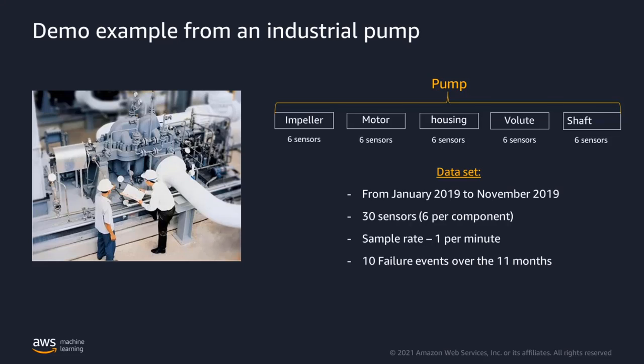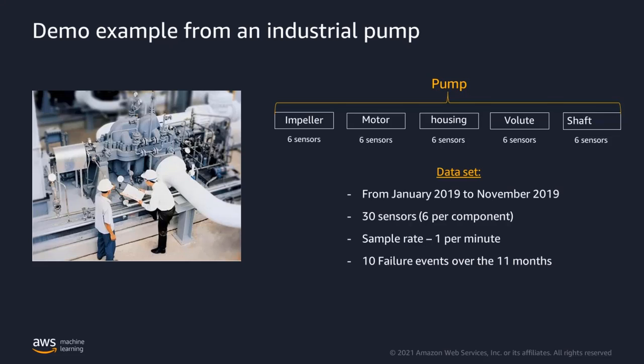This data set spans from January to November of 2019, and it has 30 sensors on it. The sensors all take readings at a sample of once per minute. And over that 11-month period, there are 10 historical failure events that have occurred.